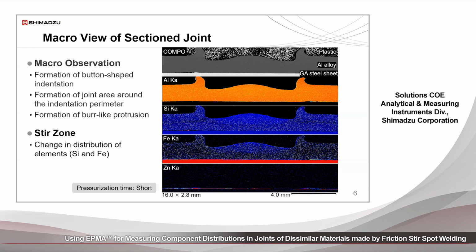Two observations. This is for the short pressurization time. One is that not all the zinc is discharged away from the jointed interface. In addition, there is a slight change in the distribution of silicon and iron near the mixing zone of the weld.